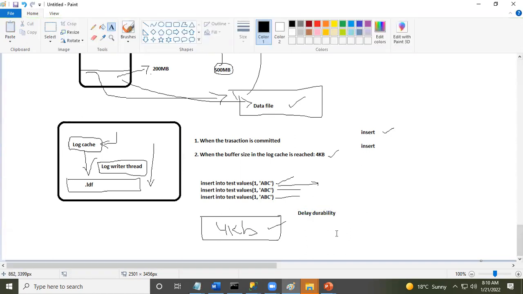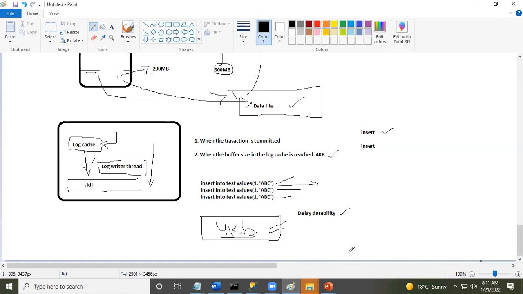So the delayed durability option, what it does is delay writing into the transaction log file. Instead of writing each and every transaction once it is committed, it will wait for this 4 KB size to be reached, and then the log buffer will be written to the log file. So that is how delayed durability works.